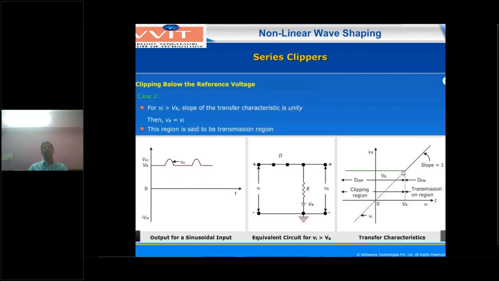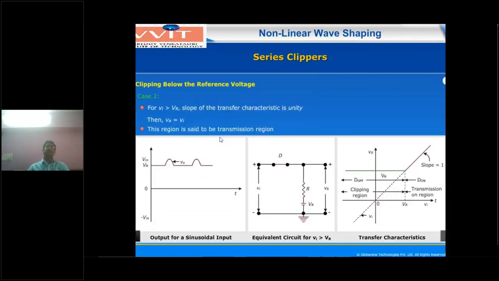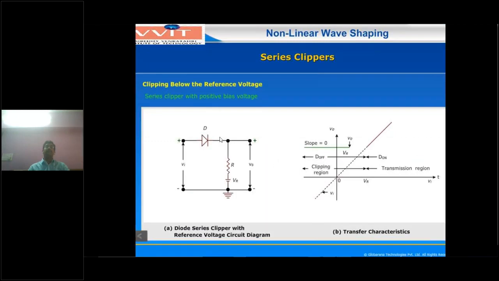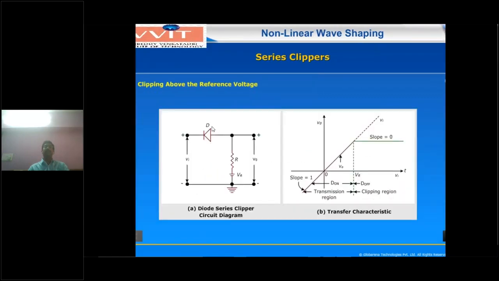Now see the output waveform. This is the output waveform, and this is the transfer characteristic. Next one, this is the fourth circuit, clipping above the reference voltage. So what is the difference between the previous circuit and this circuit? Clipping below the reference voltage and clipping above the reference. In clipping below the reference voltage, the diode is connected in the forward bias direction. But in clipping above the reference, you have to see the diagram: the diode is connected in the reverse bias direction.